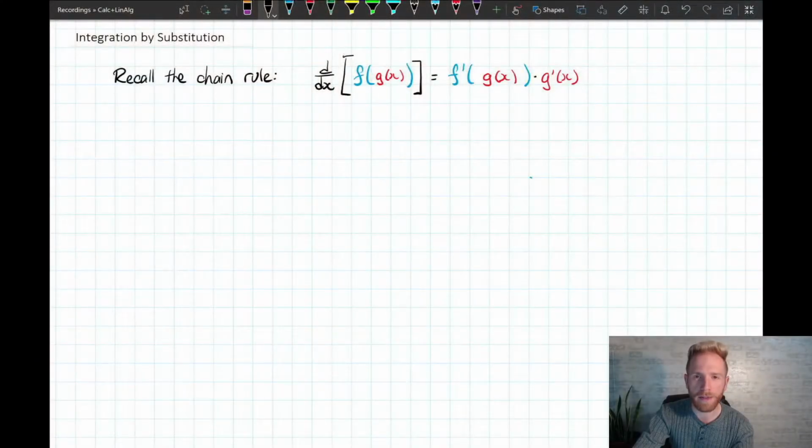And remember that if we have a function inside of another function, something like f of g of x, which we call a composition of functions, then when we take the derivative of f of g of x, we need to take the derivative of f with respect to g, and then we take the derivative of g with respect to x, and we multiply. So with that in mind, how do we reverse the chain rule to look at an antiderivative of something of that form?